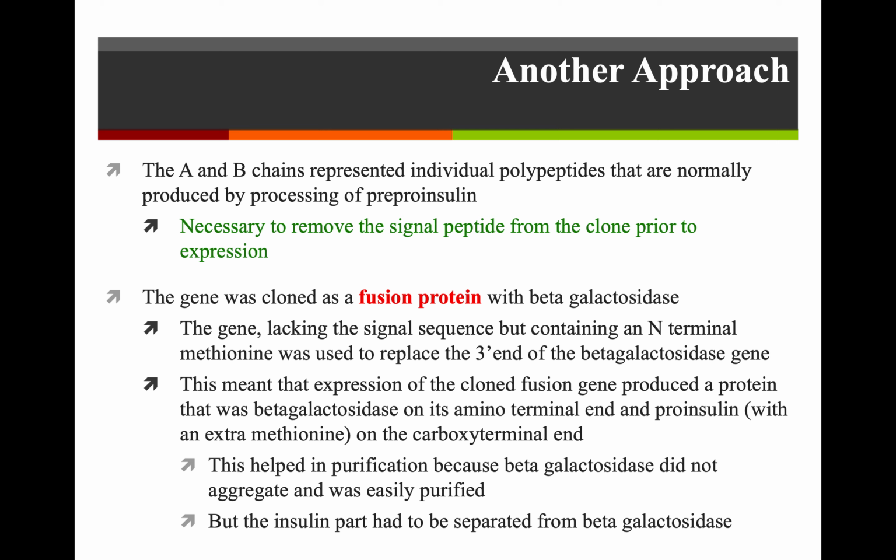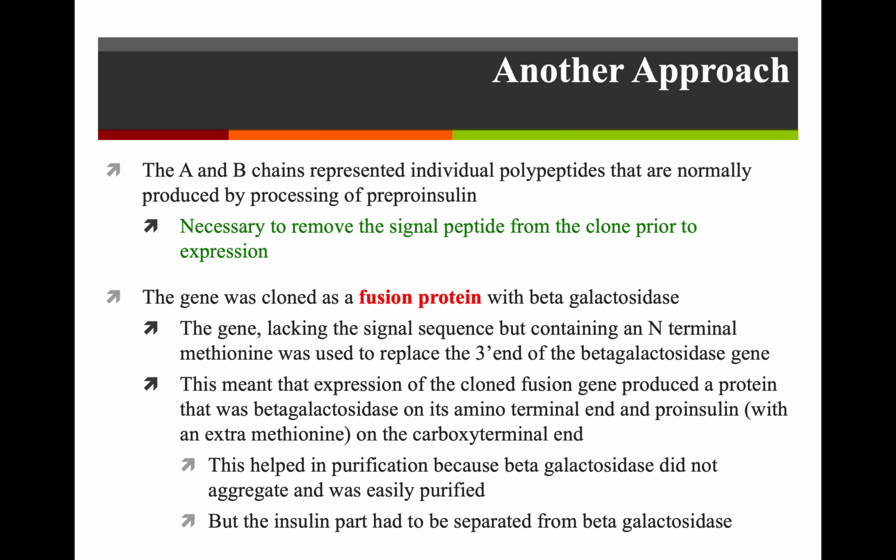So this meant that the expression of the cloned fusion gene would produce a protein with beta-galactosidase on its amino terminal end and proinsulin at the carboxyl terminal end, the C terminal end. So this would help with the purification because beta-galactosidase would not aggregate. So you could purify your insulin much better.